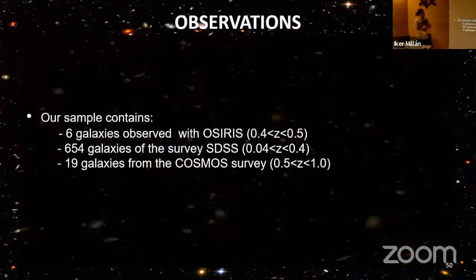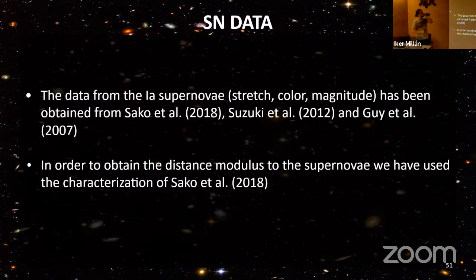So we have six galaxies with OSIRIS in the range of 0.4 to 0.5, 644 galaxies of SDSS, and 19 galaxies from the COSMOS Survey for 0.5 to 1. And the data from the Type Ia supernovae are obtained from Sako 2013, Suzuki 2012, and Guy 2007: the stretch, the color, and the magnitude. And we have used the parameterization of Sako et al. 2014 to obtain the distance modulus of the supernova.